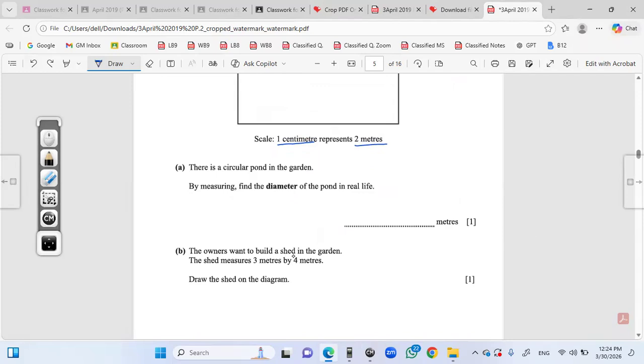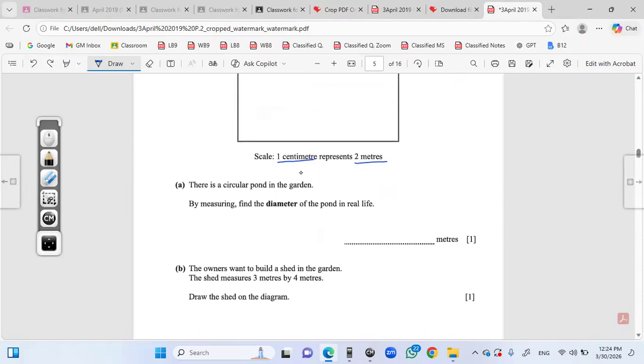The owners wanted to build a shed in the garden. The shed measures 3 meters by 4 meters. Okay, but they said to you 1 centimeter is actually 2 meters. So I'm going to divide this by 2, divide this by 2. So you need a rectangle.